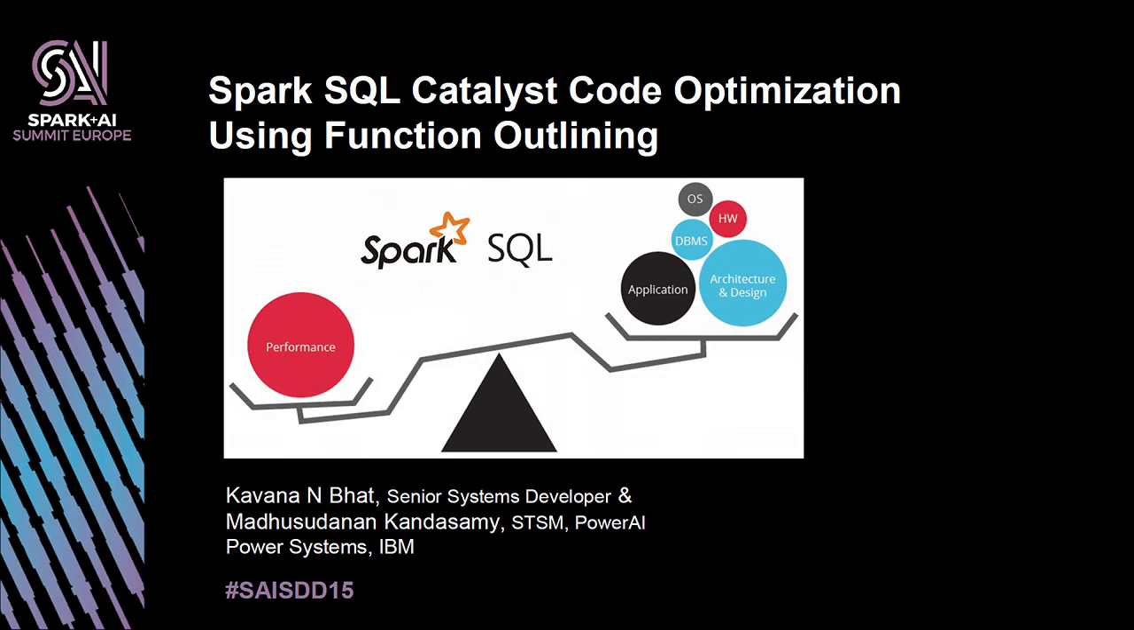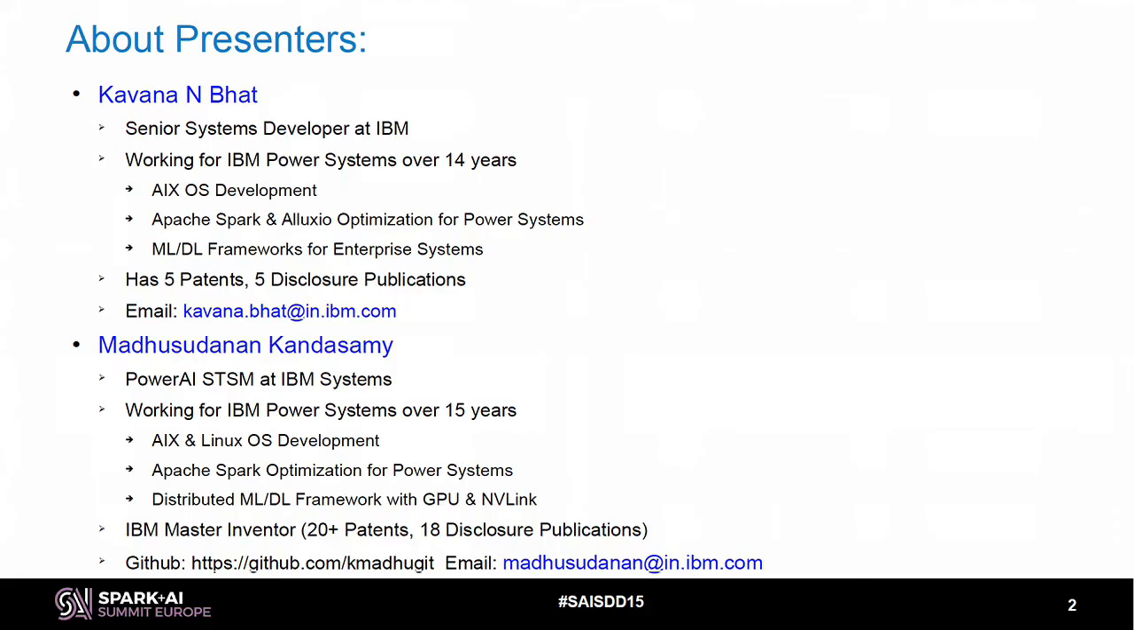Before we start off, about myself, I'm Kavana, a senior systems developer at IBM. I have majorly worked on AIX operating system development, and then looked at Apache Spark and Alluxio optimization for Power systems, and currently I'm looking at ML/DL frameworks for enterprise systems. Co-presenter Madhusudanan has not been able to join me. He is an STSM at IBM Systems.